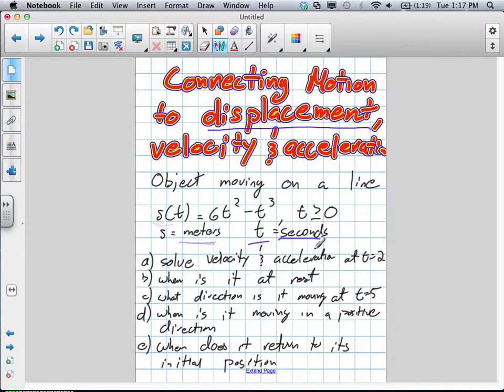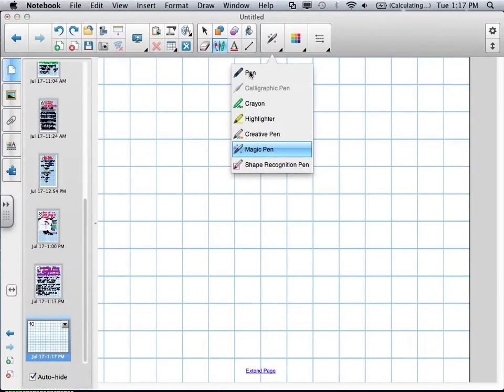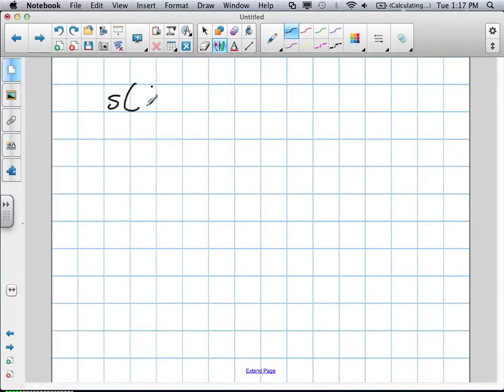So we've been given a lot of parameters for this question. The very first part of the question says solve velocity and acceleration at t equals 2. So we're going to go to a new page and then refer back to the questions. Velocity and acceleration, in order to do that, we need to find the first and second derivative of our function. So let's go to a new page. Our function was s of t equals 6t squared minus t cubed, as long as t was greater than or equal to 0.